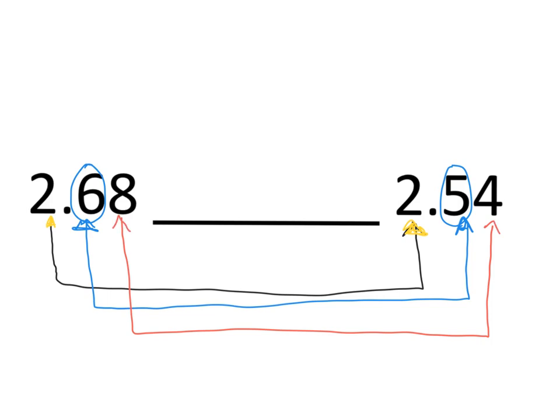Well, guys, the deciding factor is what number is in the tenths place. And just by looking at that, we know that 6 is larger than 5. So 2 and 68 hundredths is larger than 2 and 54 hundredths, because the tenths place is telling us that the 6 is larger than the 5.